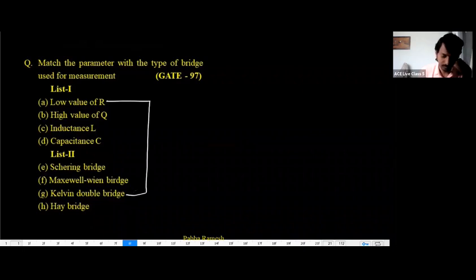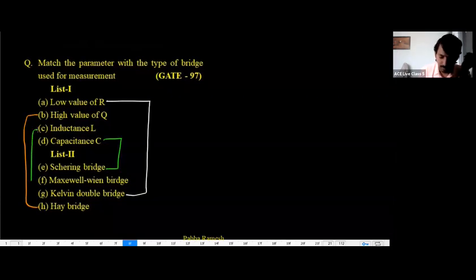High value of Q: Hayes bridge. After that, capacitance: Schering bridge. And inductance is Maxwell's bridge, nothing but Maxwell's inductance-capacitance bridge, like that we can see, no problem. Yes, in that way also questions are possible, because in the 2020 paper, the question was which of the following is used to measure the inductance? A direct question was given.